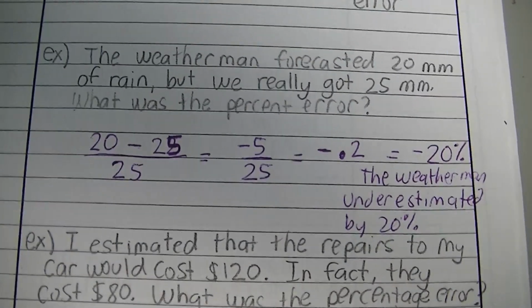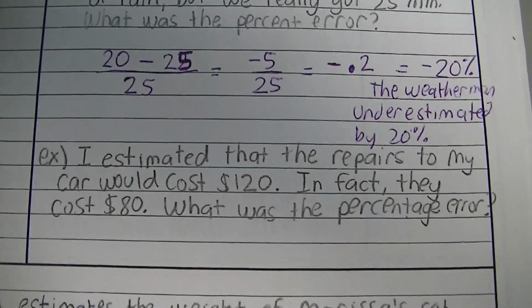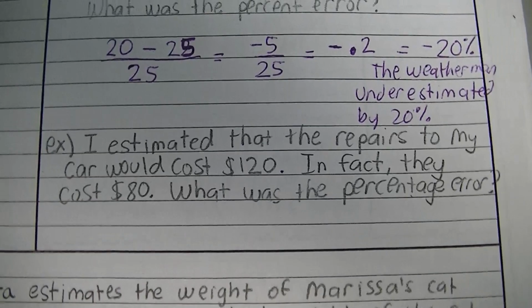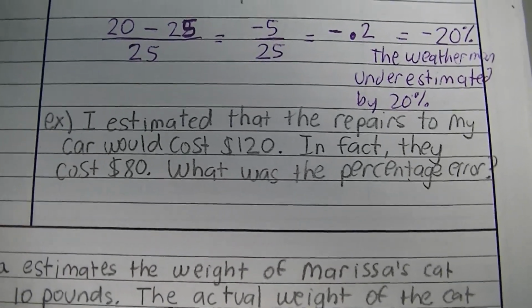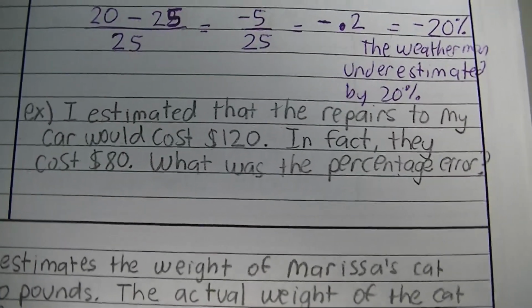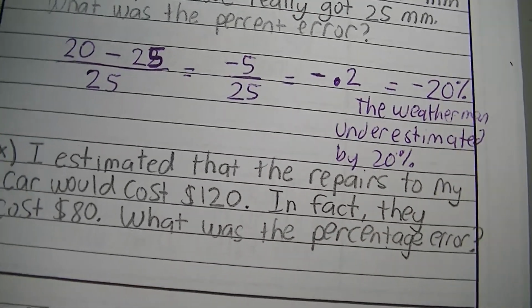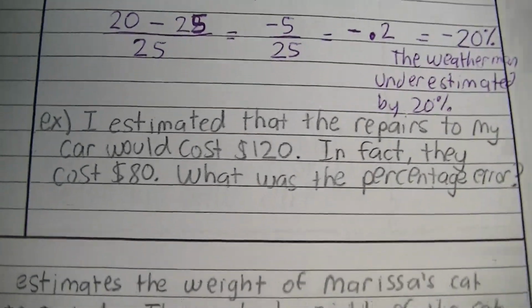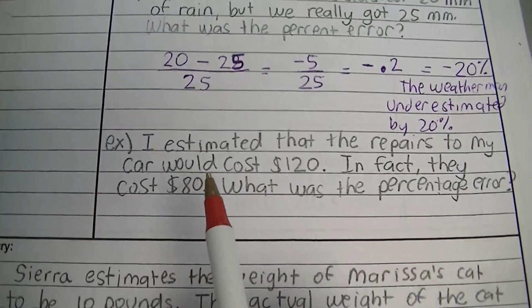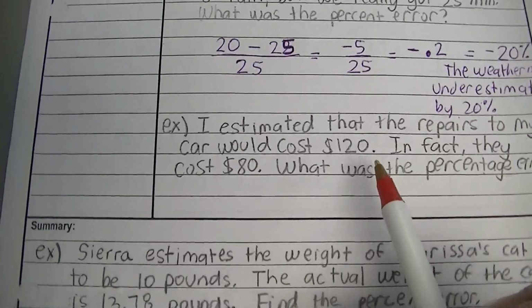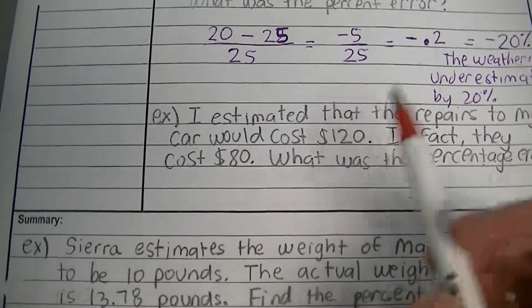Okay? The next example says, I estimated that the repairs to my car would cost $120. In fact, they cost $80. What was the percent error? So that's nice that the cost was cheaper than I expected. But to find the percent error, let's go ahead and use that equation. Take your approximate value, and my approximate value that I thought it would cost was $120.